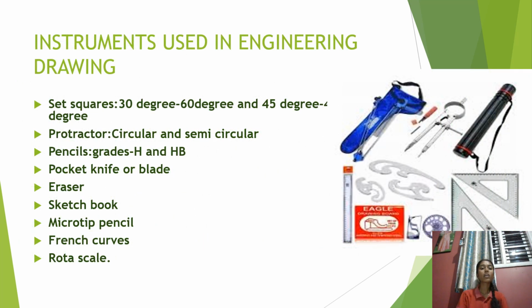Let us know what are the instruments used in engineering drawing. The instruments used in engineering drawing are as follows: set squares of 30 degree, 60 degree and 45 degree, protractor, it could be circular or semicircular, pencils of grades H and HB, a pocket knife or blade, and it also includes eraser, sketchbook, microtip pencil, French curves and rota scale.